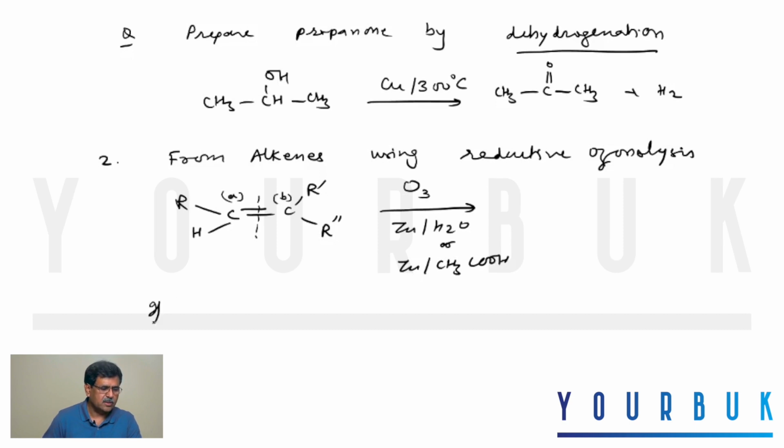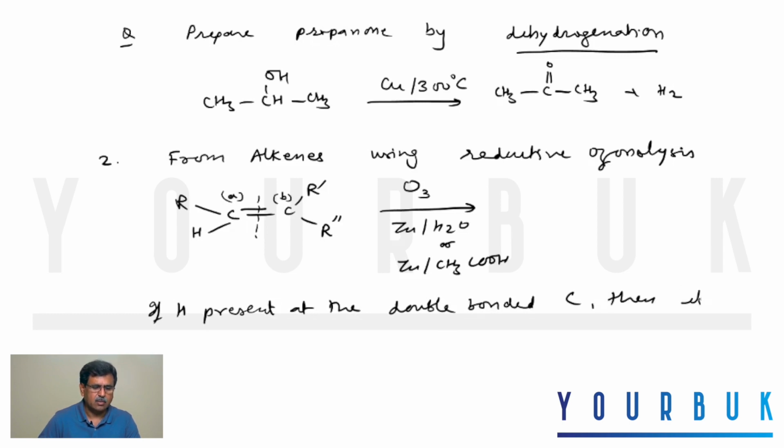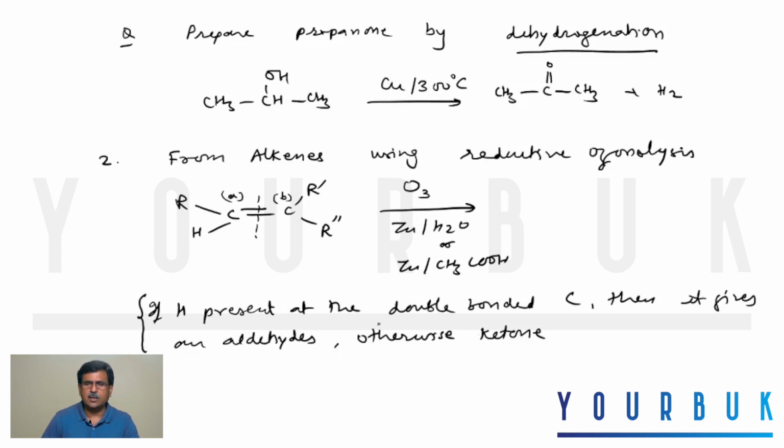If hydrogen is present at the double bonded carbon, then it gets oxidized to an aldehyde, otherwise a ketone. So this one line you have to remember. It doesn't matter what type of alkene is given to you. Look at the double bonded carbon. If hydrogen is present, then aldehyde, otherwise ketone.